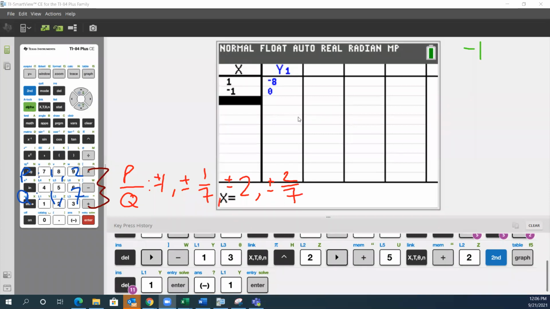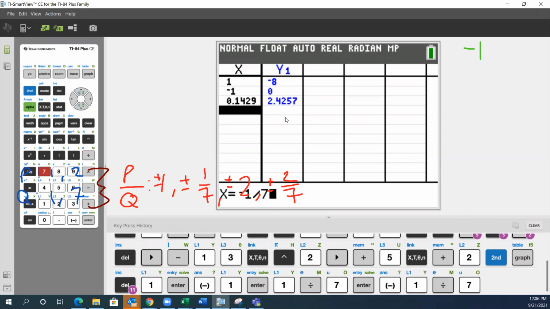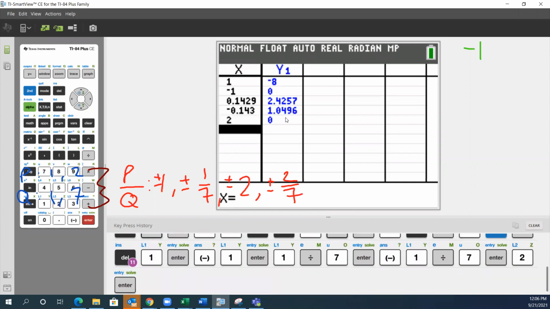Okay, let's try another one. How about 1 divided by 7? Oh, I gotta click. No. How about -1 divided by 7? No. What's next? 2? Yay! 2 works. This is gonna work great. That's probably all it is.